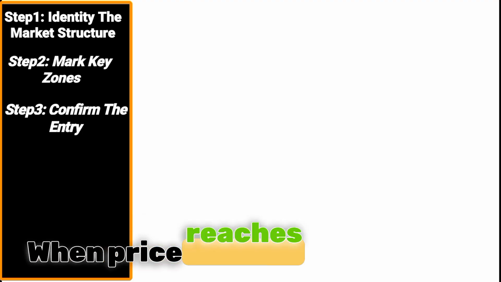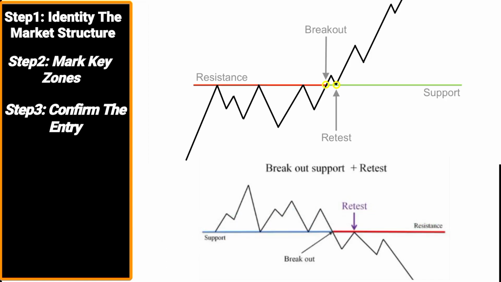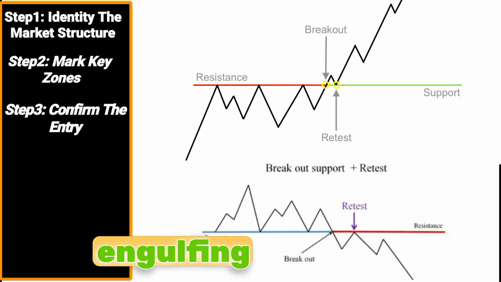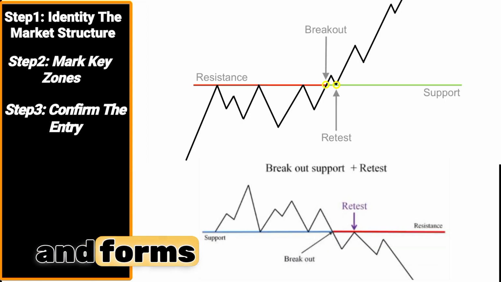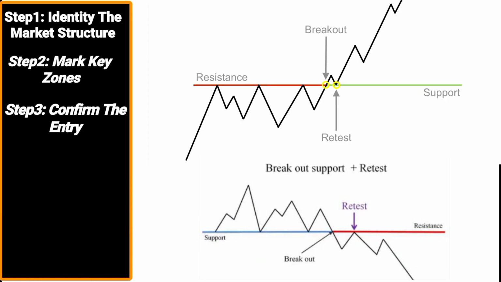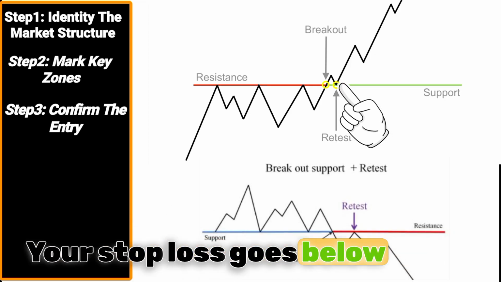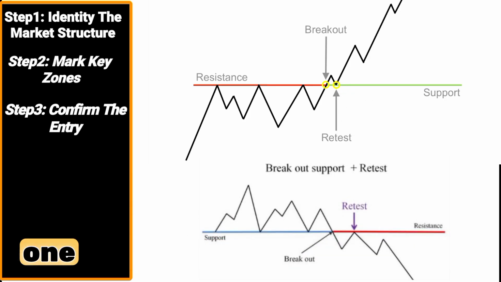Step 3. Confirm the entry. When price reaches your zone, you don't enter right away. You wait for confirmation. Look for rejection candles, like pin bars, engulfing candles, or a break and retest. For example, if the market comes to support and forms a strong bullish engulfing candle, you enter a buy on the next candle. Your stop loss goes below that rejection candle. Your take profit is set at least 1 to 2 risk-to-reward ratio.